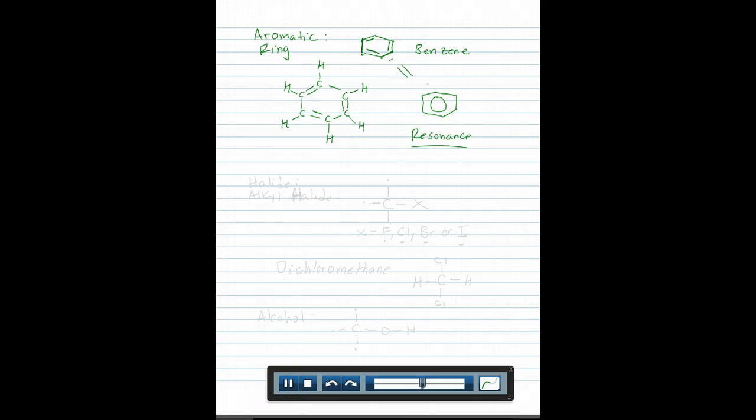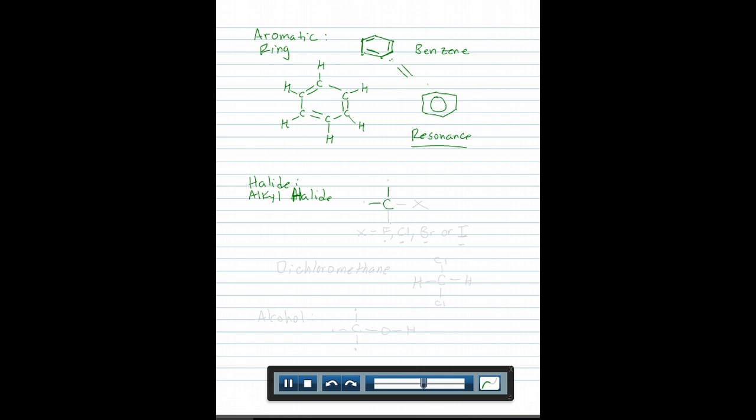The next functional group are halides. Sometimes you might see the word alkyl halide. Alkyl is just a fancy word for a carbon-hydrogen chain. But the important part is the halide. Okay, so you have your halogens.